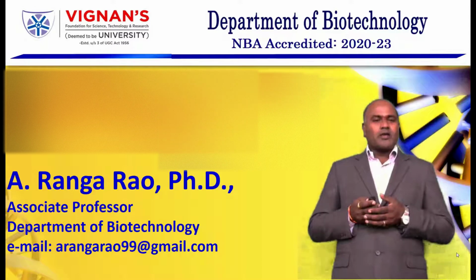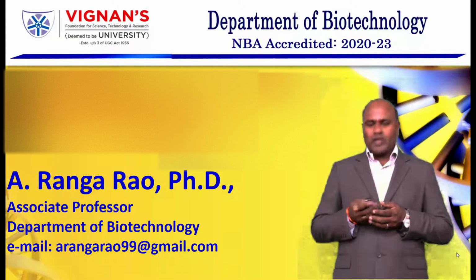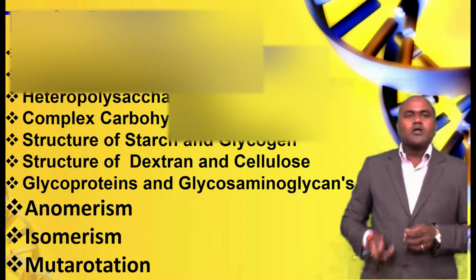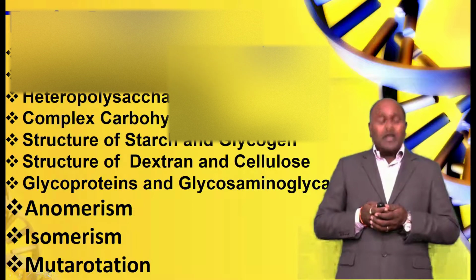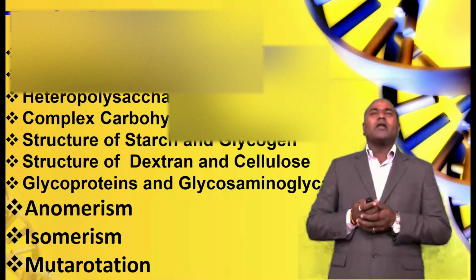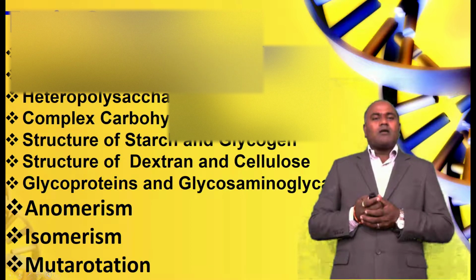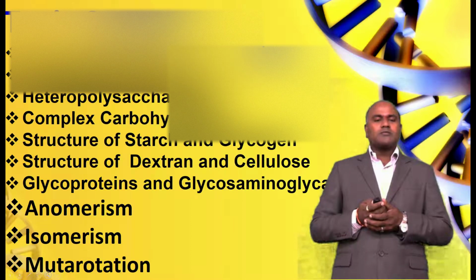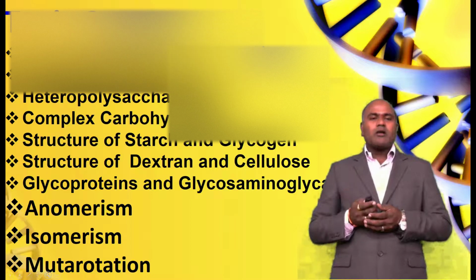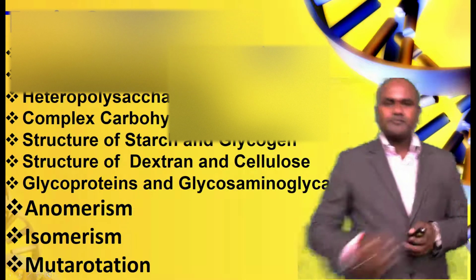So the topic is polysaccharides. Today we are going to discuss polysaccharides, homopolysaccharides, heteropolysaccharides, complex carbohydrates, the structure of starch, glycogen, dextran, cellulose, glycoproteins, glycosaminoglycans, anomerism, isomerism, and mutarotation. So this topic covers this whole content.